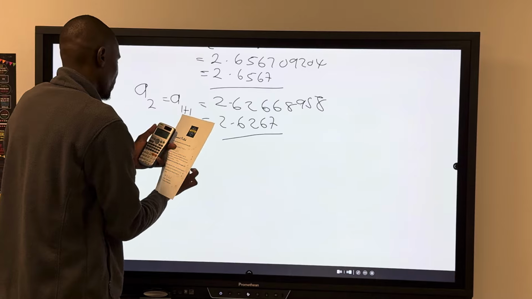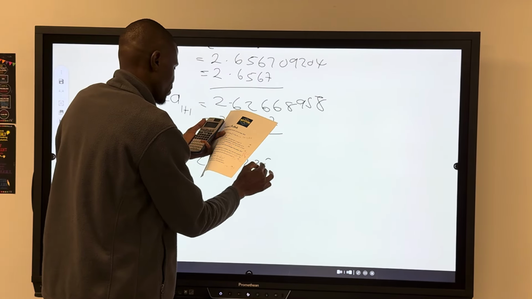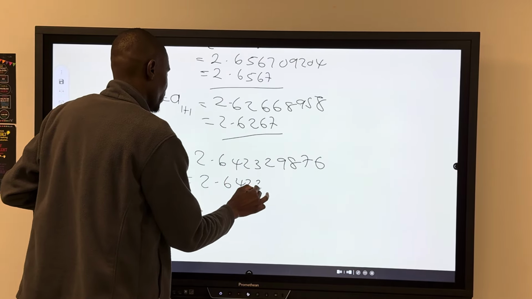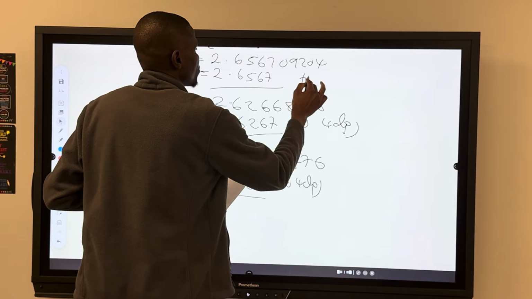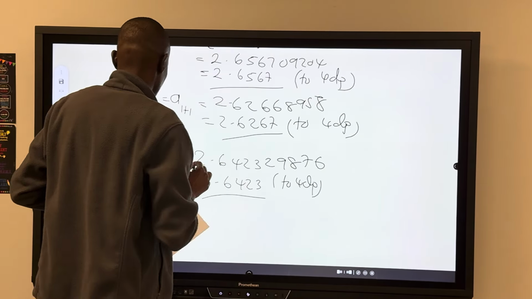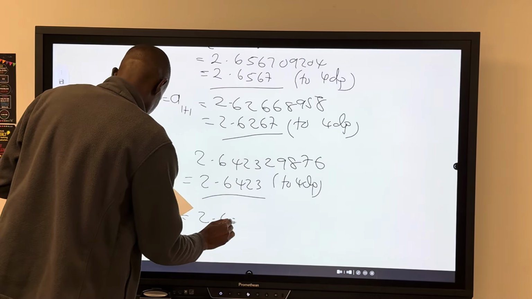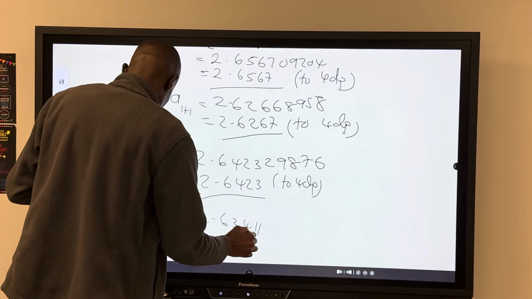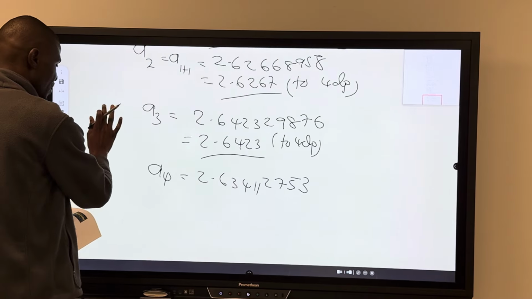A3 equals 2.642329876, which is 2.6423. Remember, this is to 4 decimal places. Everything is to 4 decimal places. Now A4, it's going to be 2.634112753.